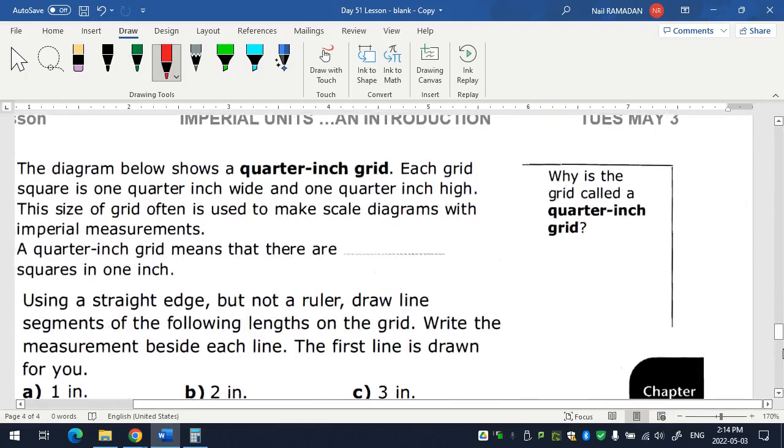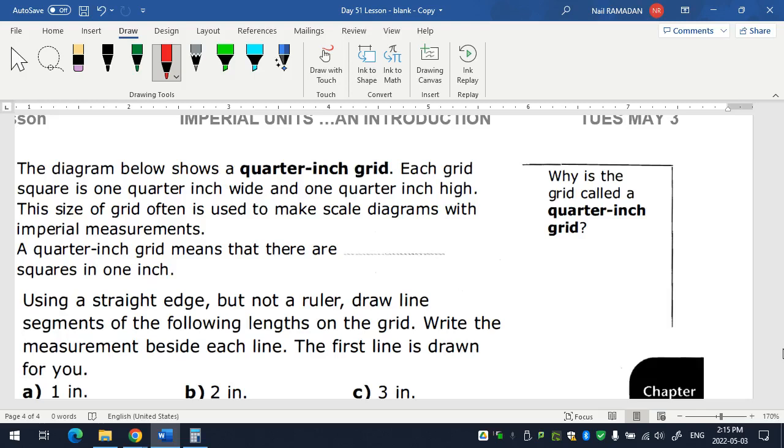Last page. Okay. The diagram below shows a quarter-inch grid. So not 1/8 or 16. This one's divided into how many? Come on, eyes on me. 4. Okay, 4. So that means each one of those boxes is 1/4 of an inch. So how many boxes do you need to build up an inch? Come on, think about it. If each square is 1/4 of an inch, how many? Each 4 squares, either this way or this way, vertically or horizontally, is 1 inch long.